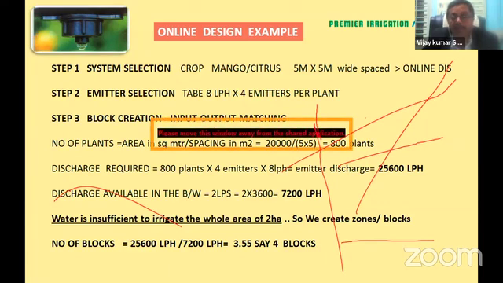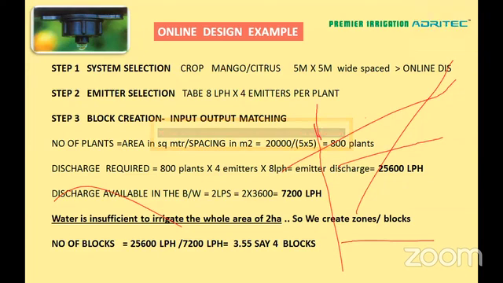But what is the water available in the well? The water available in the well is only 2 liters per second, or 2 multiplied by 60 into 60, that is 3,600, 2 into 3,600, which works out to 7,200 liters per hour. So what is it trying to tell you? The water is insufficient to irrigate the whole area of 2 hectares in one single go.